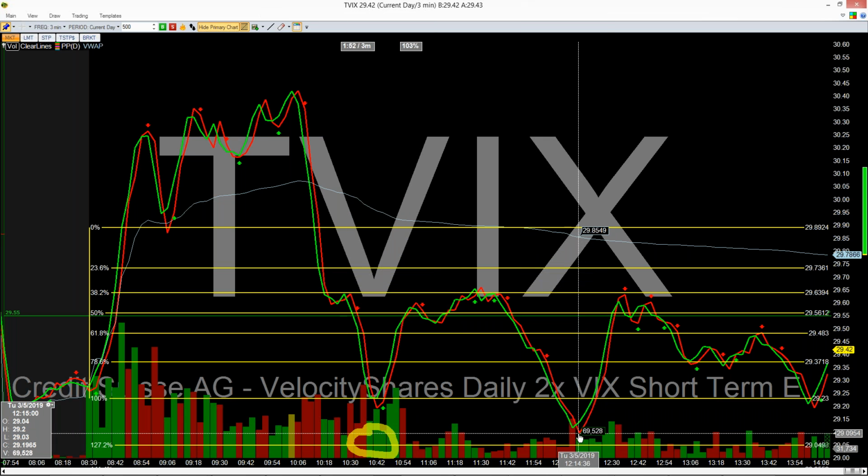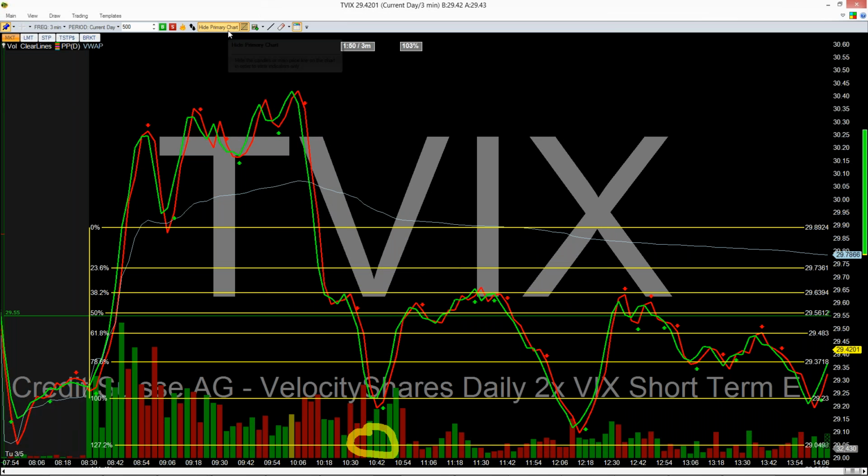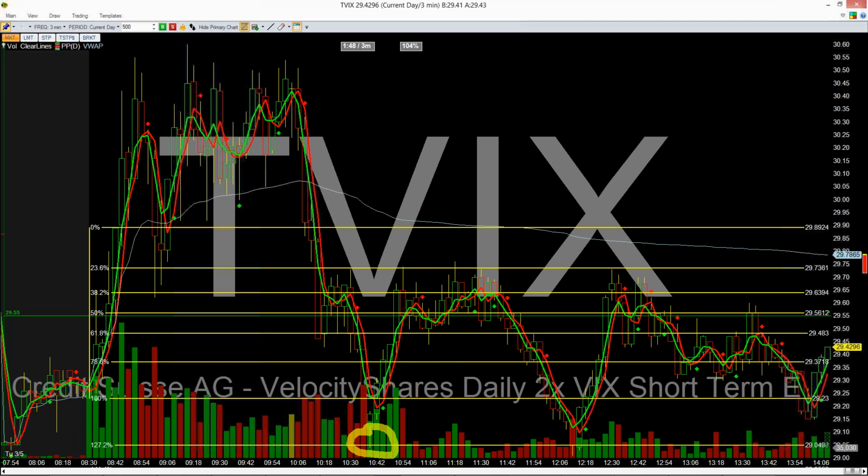Now, this time it got pretty close with the red and green line, but when you show the price action, you can see that the price action actually went down to the 127. Well, this go around, we missed it. We didn't quite get there. So right at 29.05, that was the 127. That was support. You also had the 100 line here at 29.23, and we bounced back off of it this last go around.